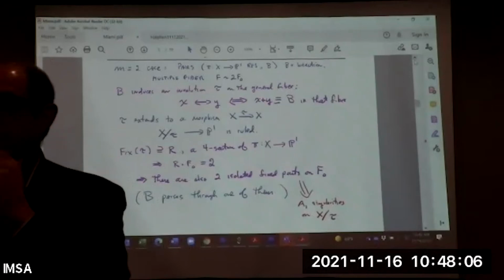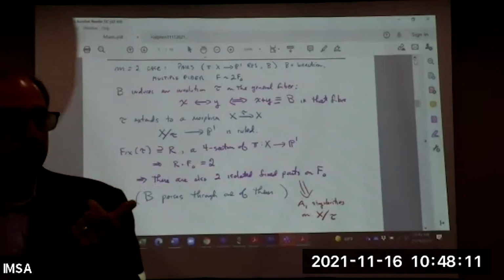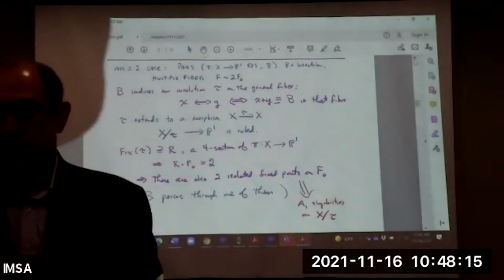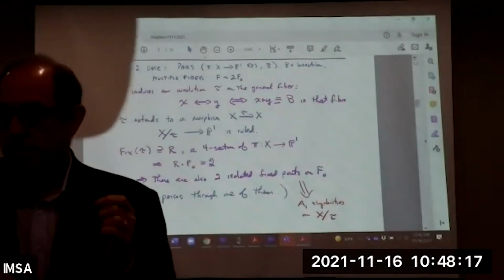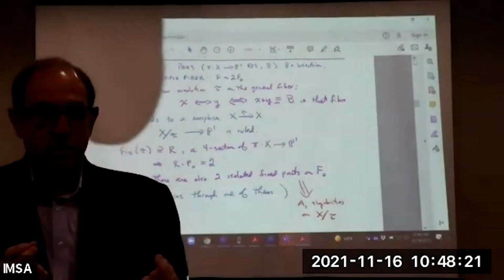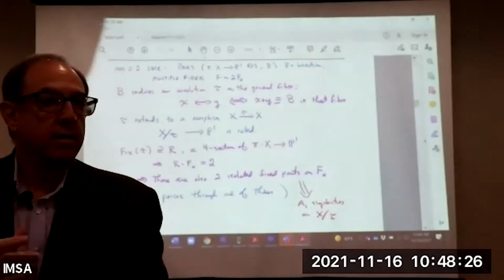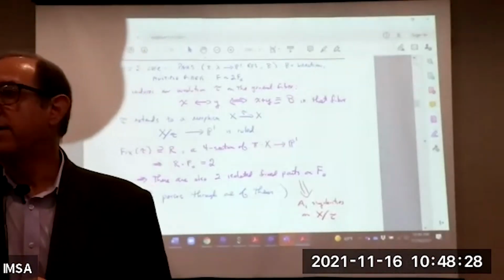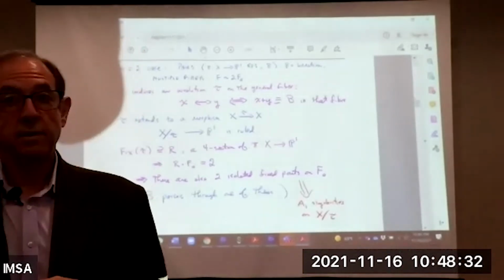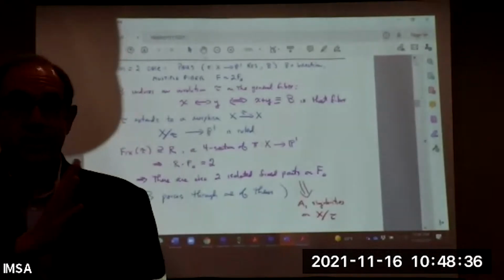And a divisor of degree 2 on a genus 1 curve gives an involution. Namely, you say that x is related to a point y when x plus y is linearly equivalent to that divisor of degree 2. Any divisor of degree 2 on a genus 1 curve moves in a pencil, and so you get a pencil of divisors of degree 2.